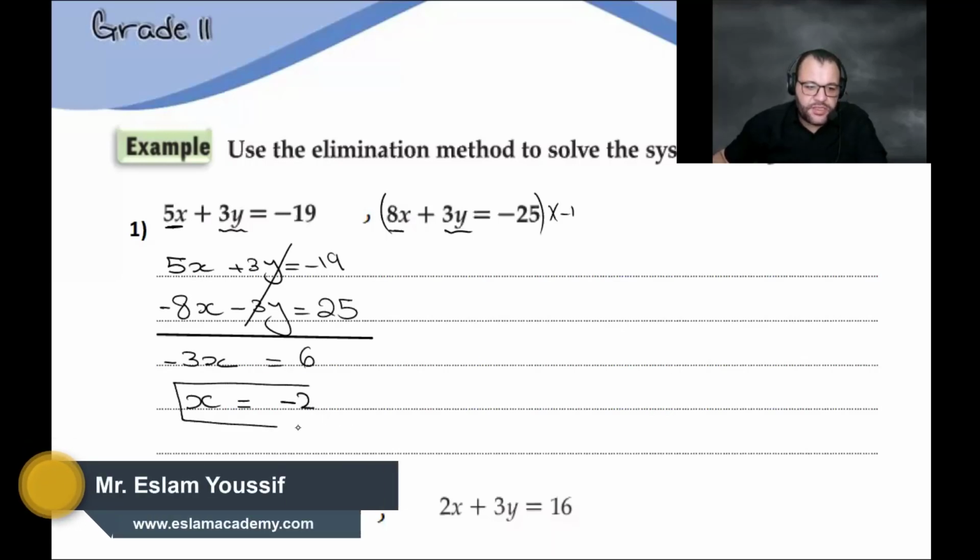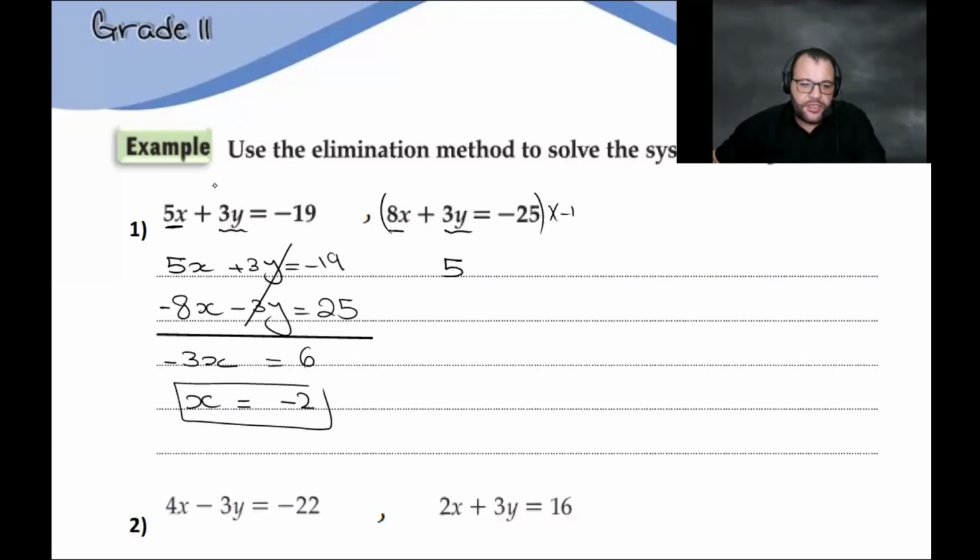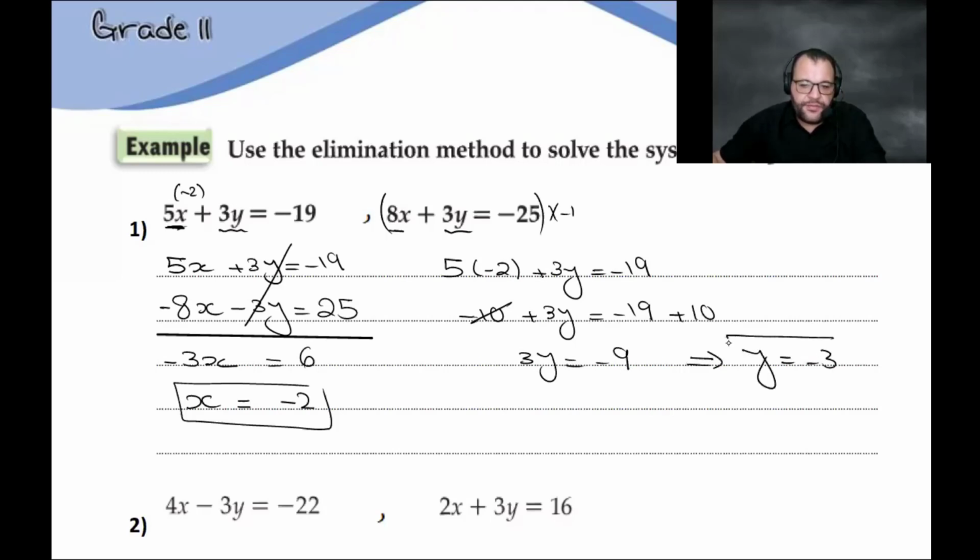Now we find the value of y by substituting in one of the two equations, any one of them. So instead of x, replace it with negative 2. So 5 times negative 2 plus 3y equals negative 19. So negative 10 plus 3y equals negative 19. By adding 10, we have 3y equals negative 9. That means y equals negative 3. So you have to write the solution as the ordered pair, negative 2 and negative 3.